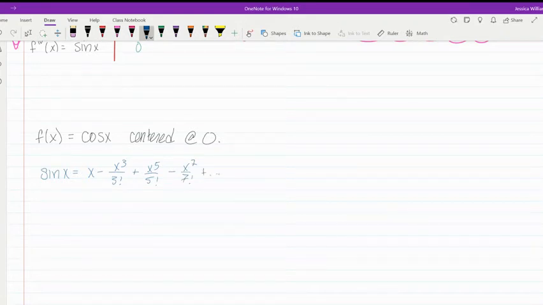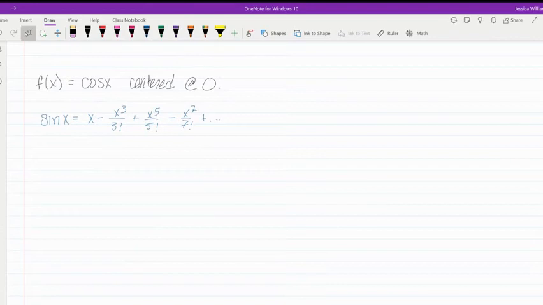If I have that one in my memory, the way I can turn sine into cosine is by taking the derivative of everything. The derivative of sine is cosine. So I'm differentiating both sides of this equation. The derivative of sine is cosine. The derivative of x is 1. And now I've got a bunch of power rules to do. I'm going to pull the 3. So I have 3x squared over 3 factorial. This is going to be 5x to the 4th over 5 factorial. This is going to be 7x to the 6th over 7 factorial, etc.